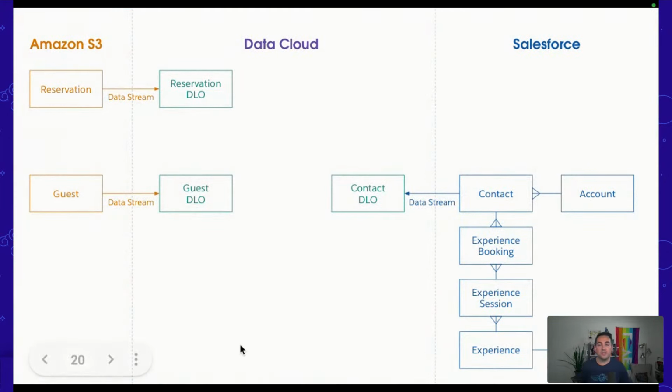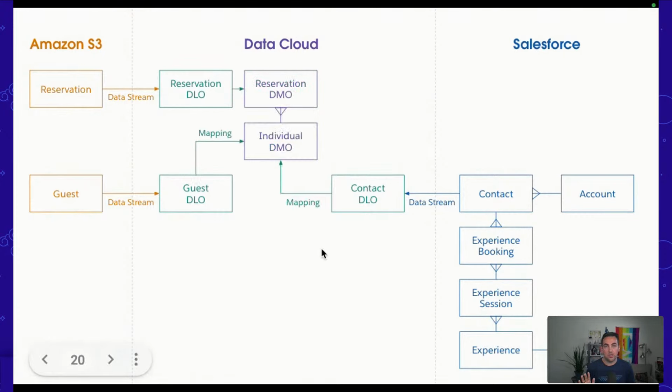Now, this manifests itself through Amazon S3 and Data Cloud. Okay, we're going to take those reservations from Amazon, and we want to bring them through Data Cloud into Salesforce. Okay, and we're going to go through in detail how that happens in a couple of minutes. But what we want to know is we're going to take the reservation data that's hosted in Amazon S3, bring it into Data Cloud, create a unified identity for this person, and bring that into Salesforce.